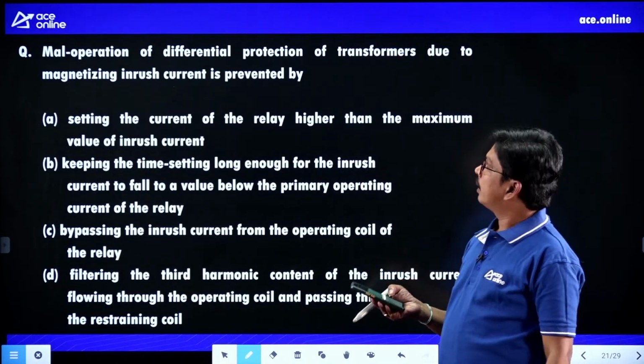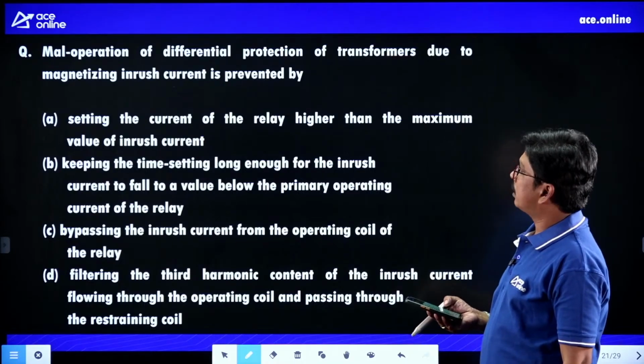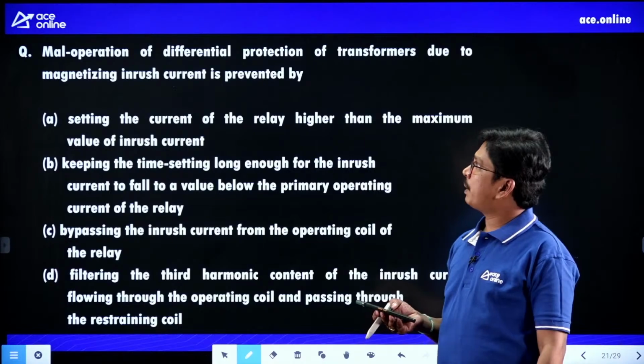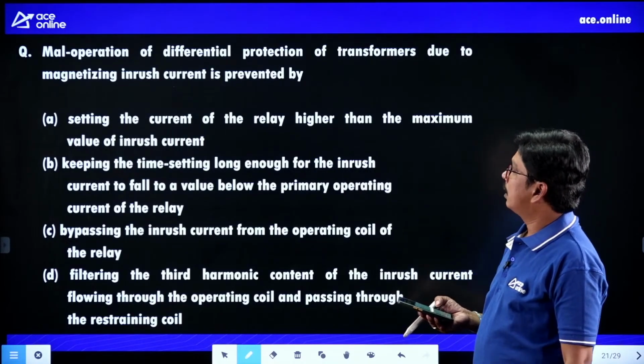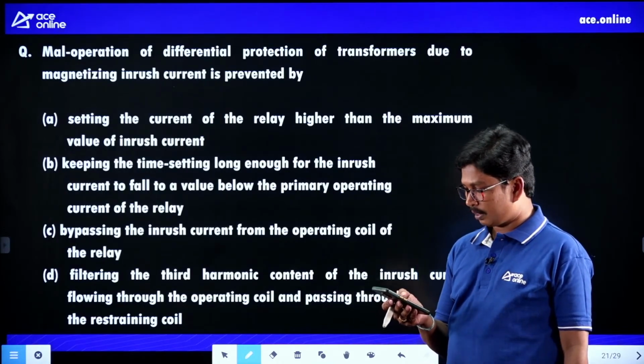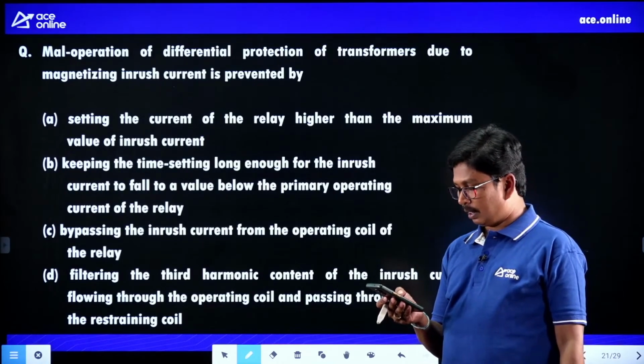Mal operation of differential protection of transformers due to magnetizing inrush current is prevented by. So, question, Patel.